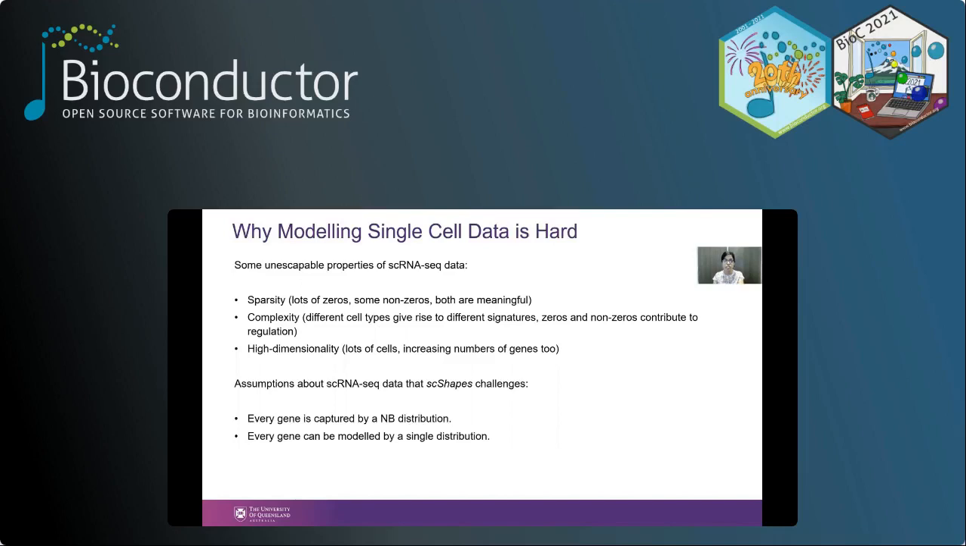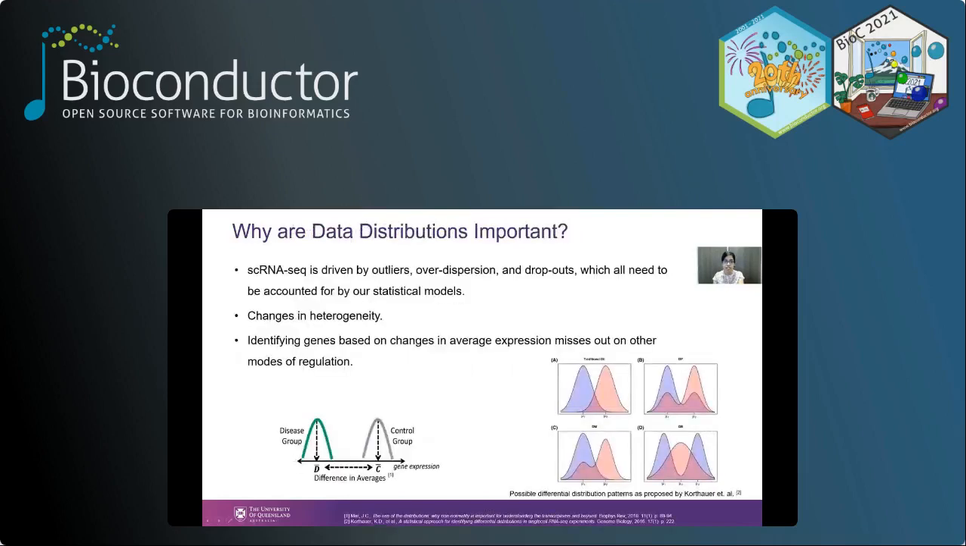A limitation of this assumption may be that some genes are overlooked or modeled suboptimally, as we fail to first evaluate the prevalence of different distributions in single-cell RNA sequencing data. As single-cell data can be driven by outliers, overdispersion, and dropouts, this leads to increased heterogeneity, resulting in multiple expression modes within a given gene.